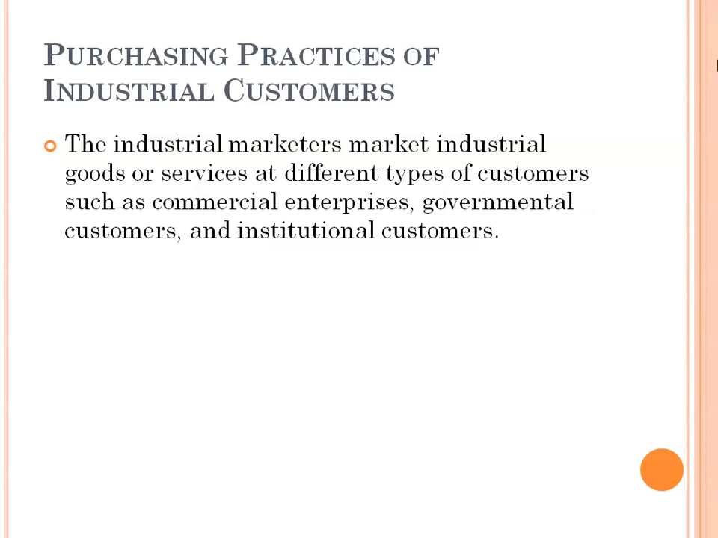First we will start with the first part, that is, industrial marketers market industrial goods or services to different types of customers or consumers such as commercial enterprises, government, consumers, and institutional customers. For effective marketing of industrial products, it is significant to know the purchasing practices generally followed by the various types of industrial consumers.